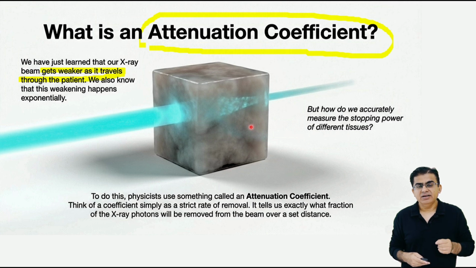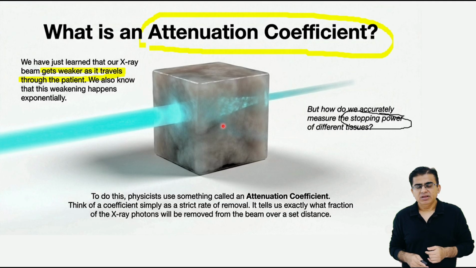But how do we accurately measure this exact stopping power for different tissues? Before we move forward, let us quickly define what stopping power actually means. Think of stopping power simply as a material's ability to stop a moving particle. It is strictly defined as the exact rate at which a particle loses its energy over a set distance. It measures exactly how much energy is drained out of that particle for every unit of distance it travels.